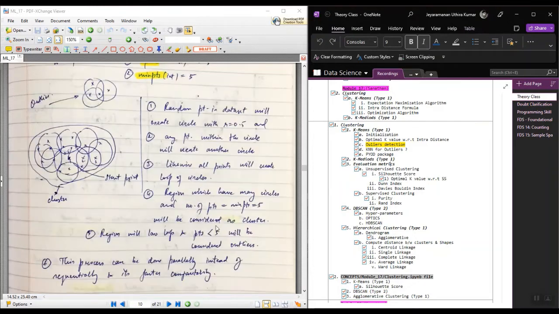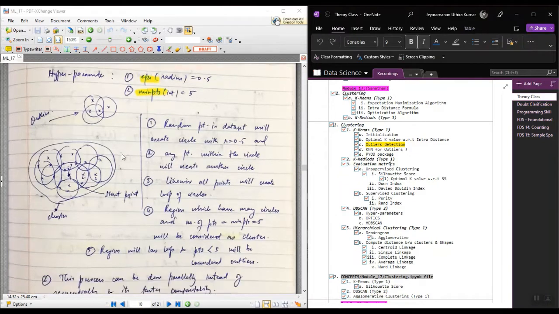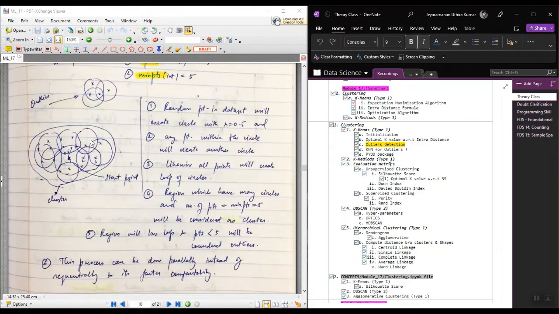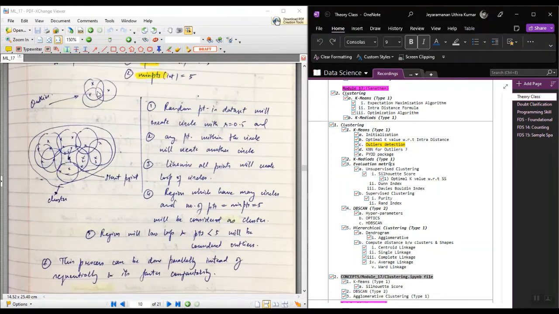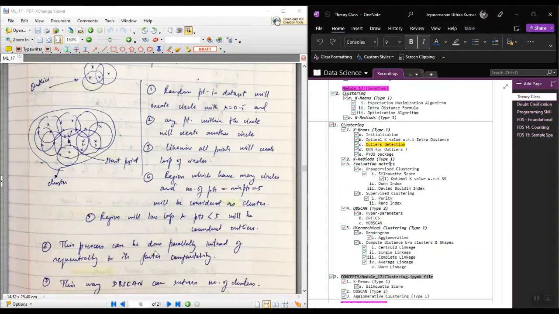Likewise, all the points within the data set will create a loop of circles like this. The region which has a minimum number of points, say min points equal to 5, will be considered a cluster. If the loops contain at least 5 points, which we define, it will be classified as a cluster. If a region has fewer circles and fewer than 5 points, it will be considered an outlier.